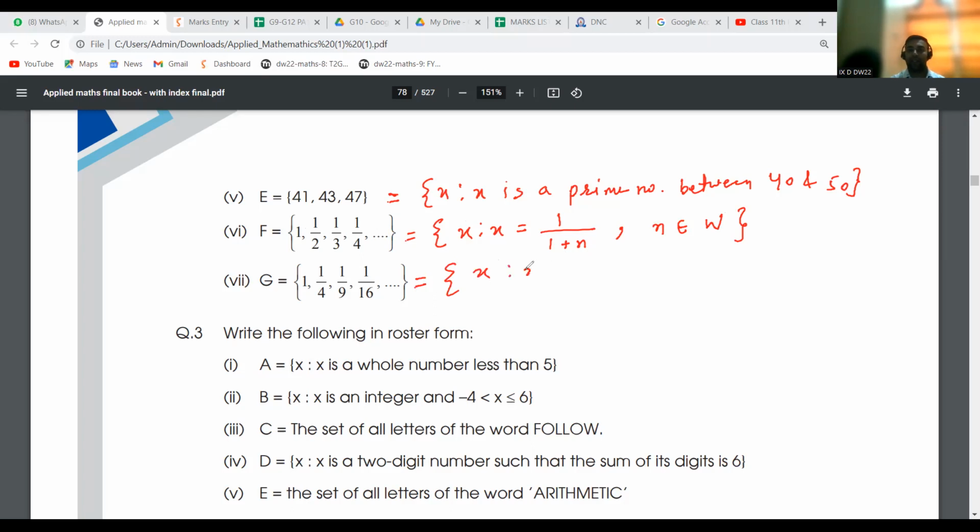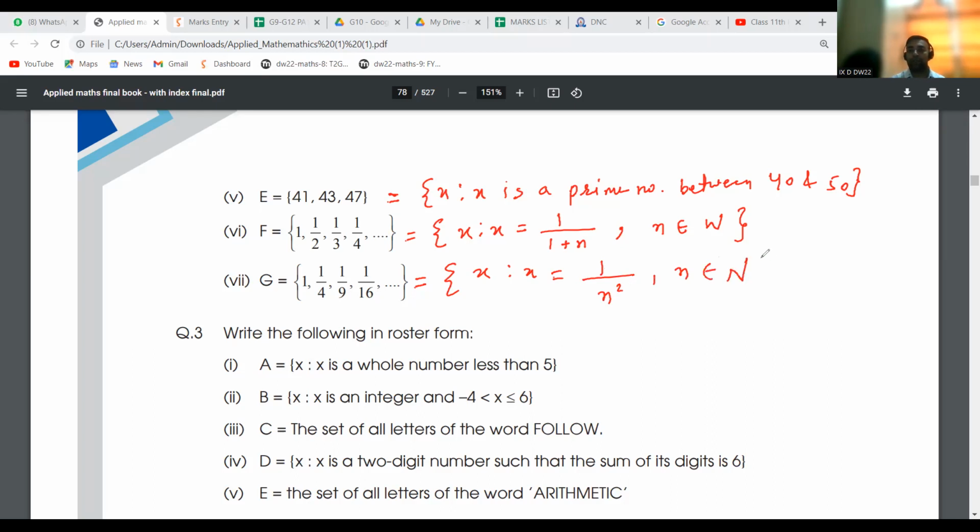Similarly, this will be x such that x is 1, 1 upon 4, 1 upon 9. You can see that all the denominators here are the squares of the natural numbers, right? So we can write it as x such that x is equal to 1 upon n square, where n belongs to natural numbers.